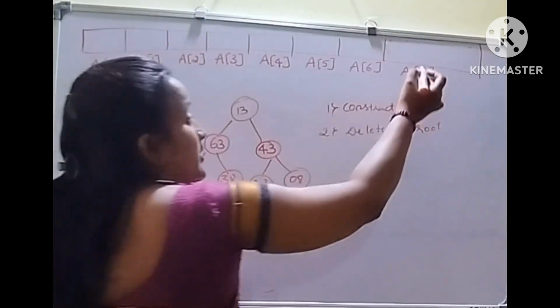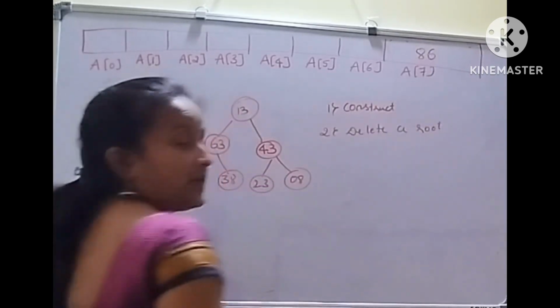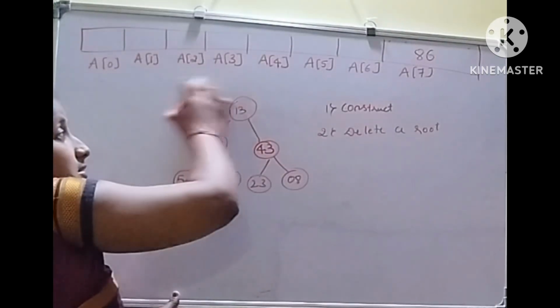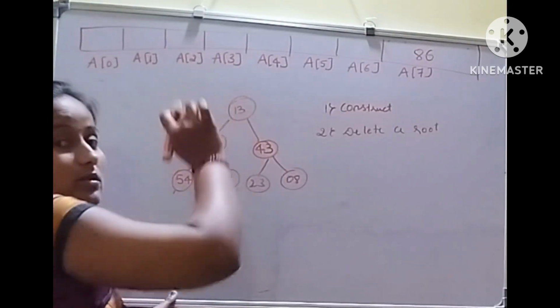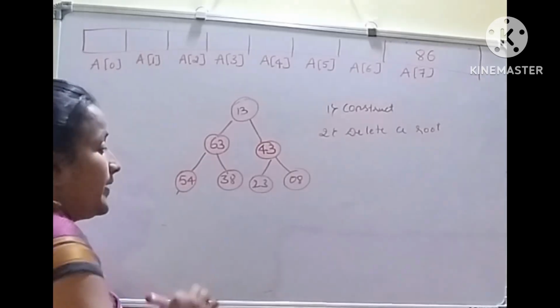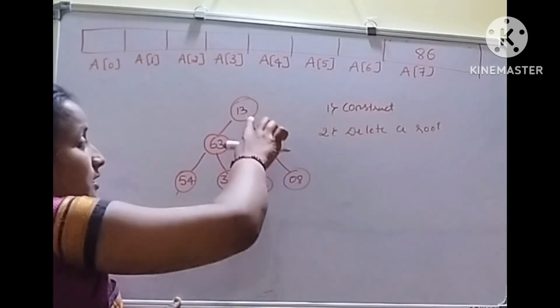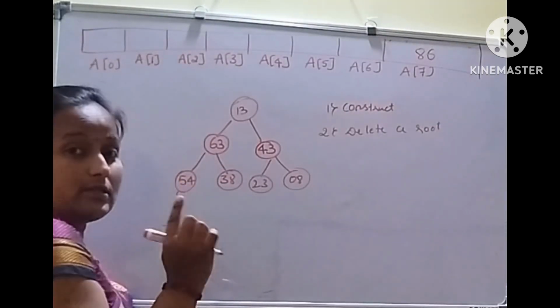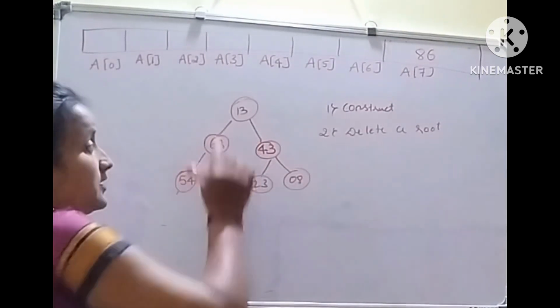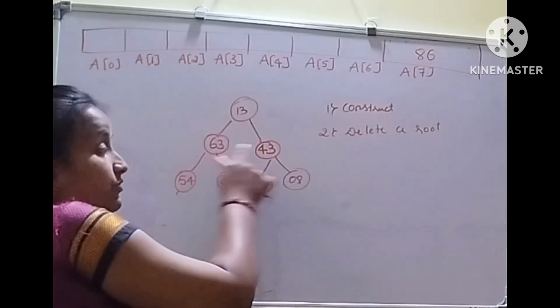Where does it have to be stored? It has to be stored in the array here. I have taken the array earlier, as I told you there are 8 elements, so I have represented all the elements with the array values. So that 86 will go there. Now check whether it satisfies the heap rule. What is the rule for a heap? The parent node should be greater than its child nodes.